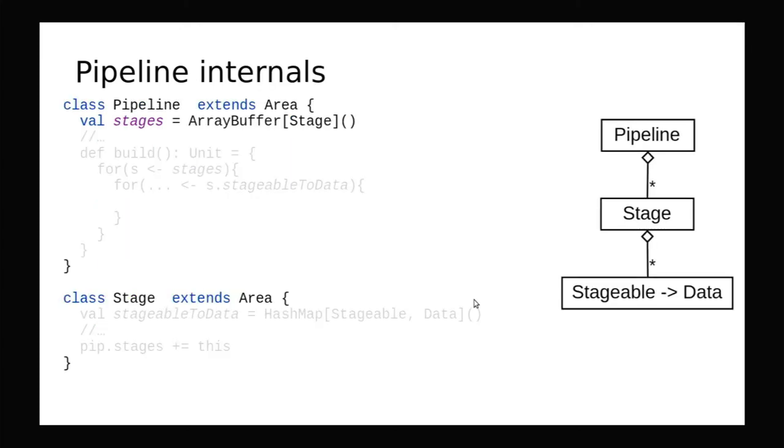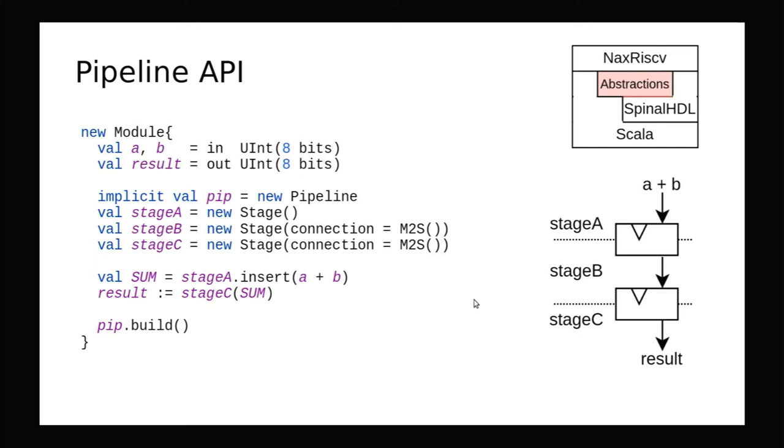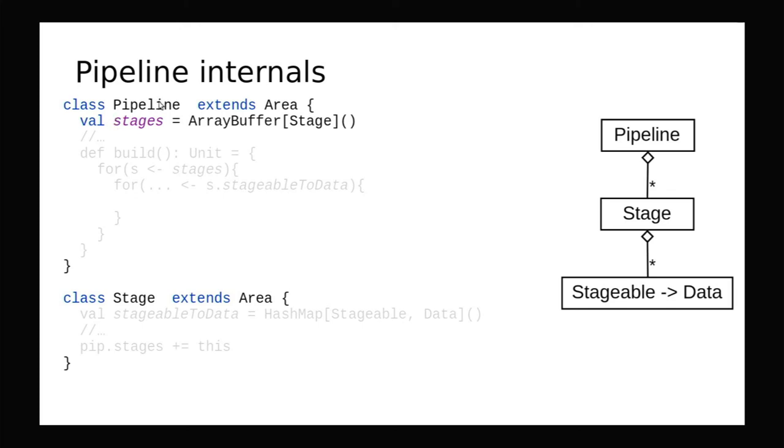The thing is how it works internally, because here we have this build function. So how this kind of function is defined is, okay, pipeline is a class, and in this class we have a list of stages, so an elaboration time list, and we have a build function.